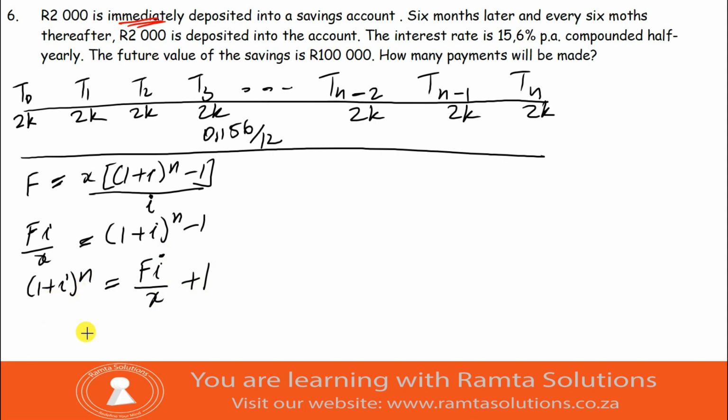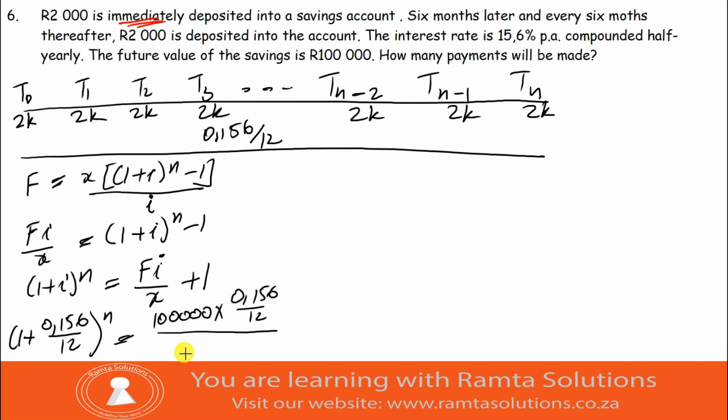Or, if you like, you can just do this. You can just say, let's substitute: 1 plus 0.156 over 12 to the n equals, what is the future value? 100,000. 100,000 times 0.156 over 12 over 2,000 rands, all right, plus 1, I believe. I'm going to write this on the same page.